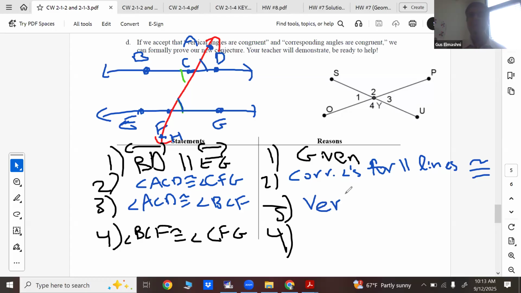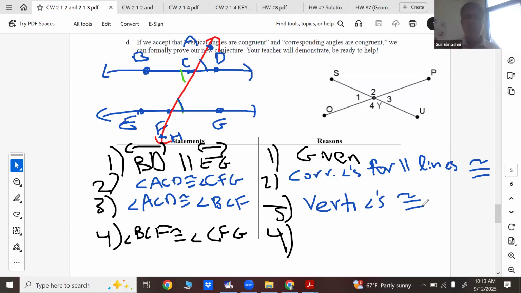You guys remember? Vertical. Yeah, there we go. Thank you, Braden. Vertical angles are congruent. So that's a logical flow. CFG and ACD are the same. They're corresponding angles for parallel lines. Cool. ACD, BCF, sorry, yeah, ACD, BCF.